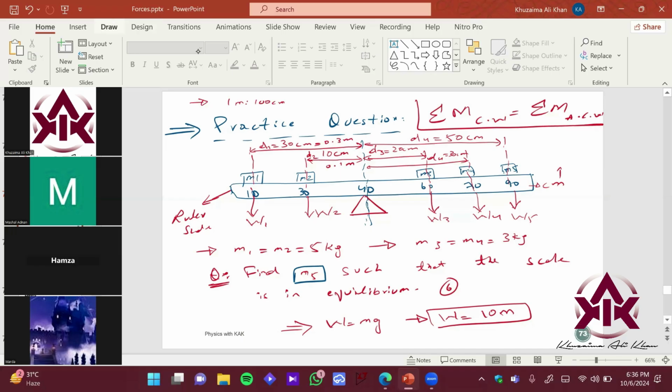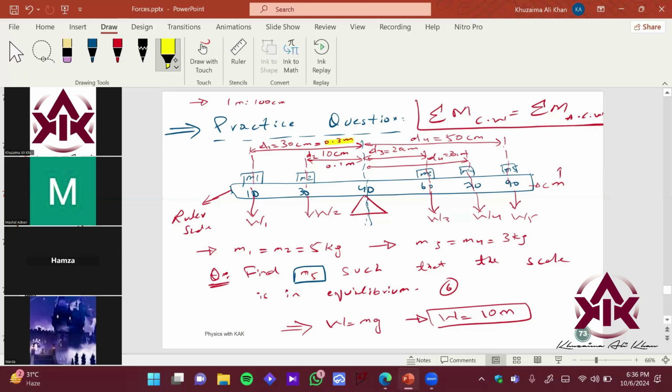I'm going to highlight this using the highlighter. And this is equivalent to 0.2 meters. This is equivalent to 0.3 meters, and this is equivalent to 0.5 meters. Highlighting the values in meters.